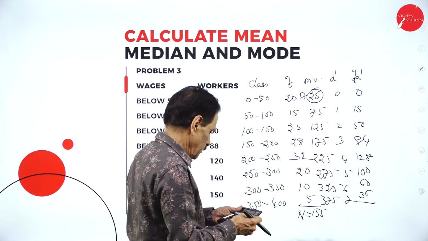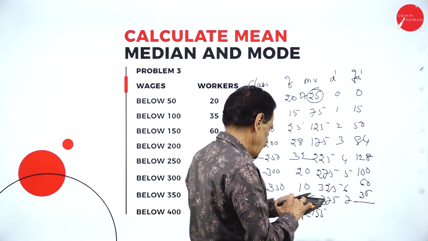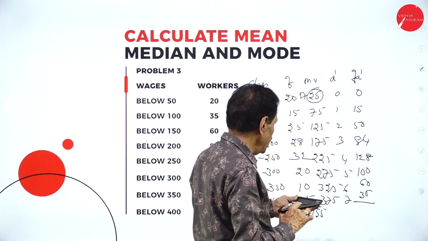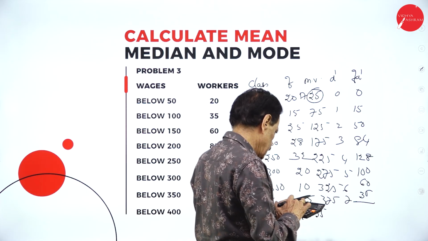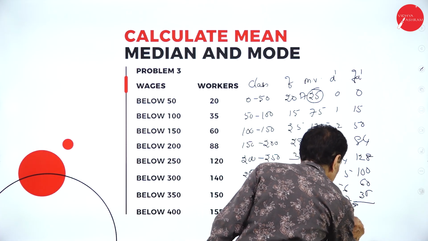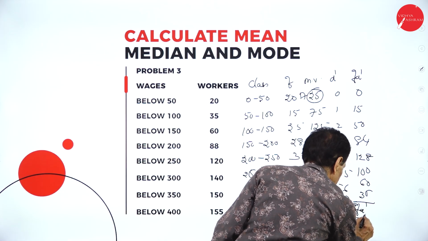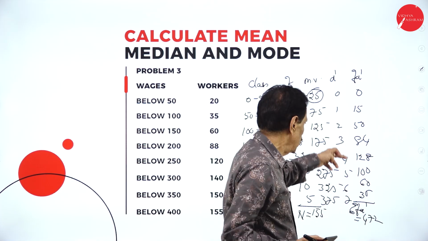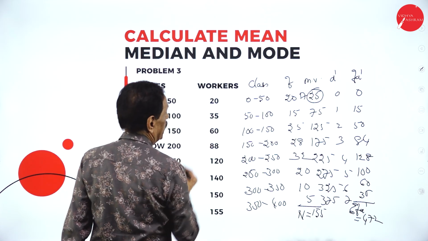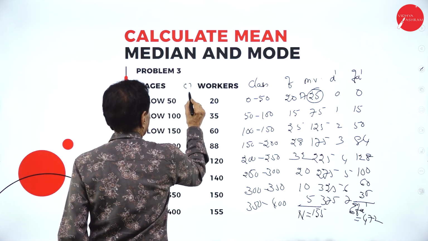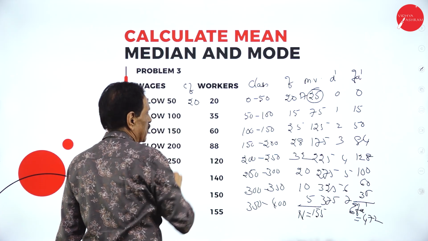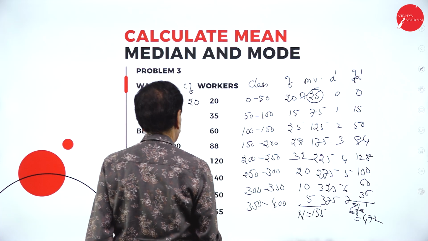Add the figure. 15 plus 50 plus 84 plus 128 plus 100 plus 60 plus 35. 472. Sigma FT dash, 472. Now you have to make the CF here. Here, frequency is there, you make the CF. What is the first frequency? 20. Here. This is your CF.